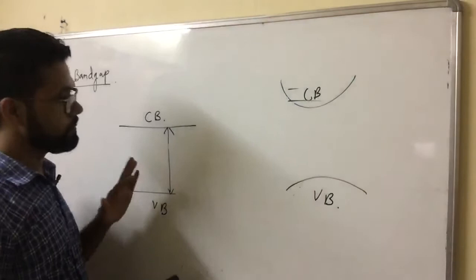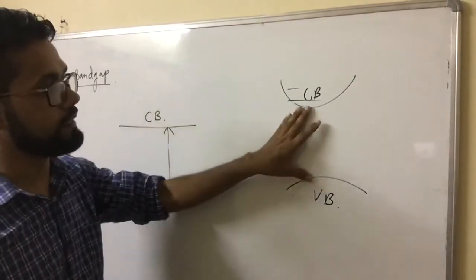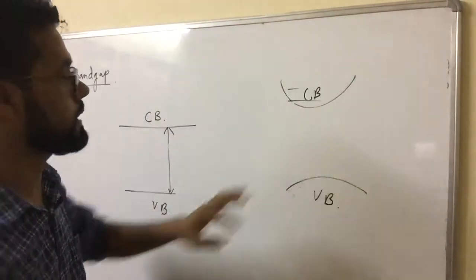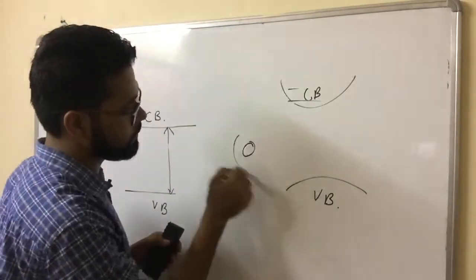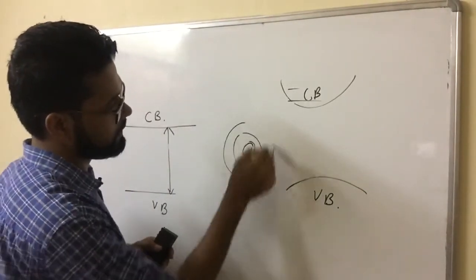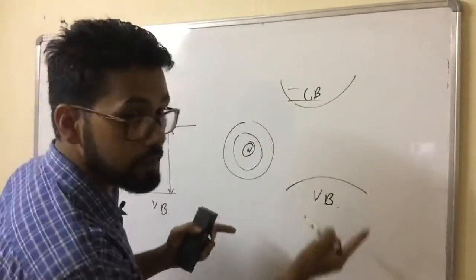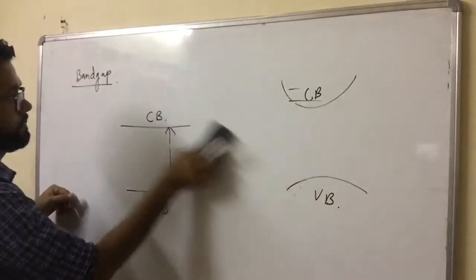Okay. Now this is the ideal structure. I can write it like this, okay? This is a practical structure. Why practical structure? Because this is the nucleus. This looks like a band structure, no? Band. That is why it looks like that.